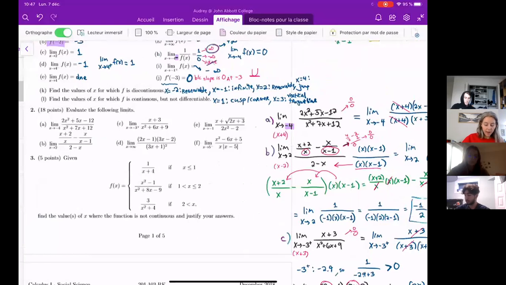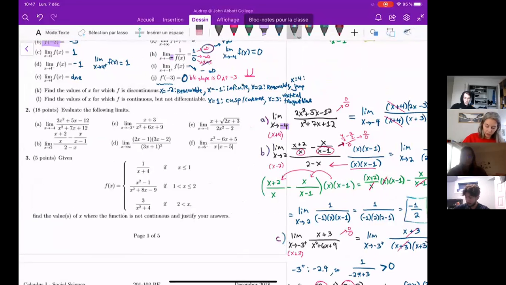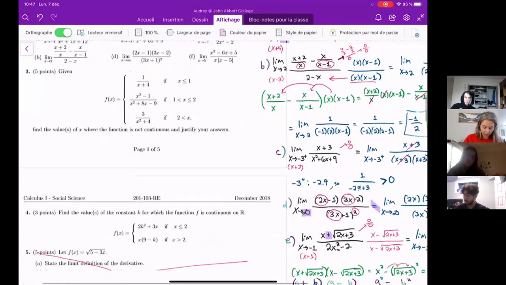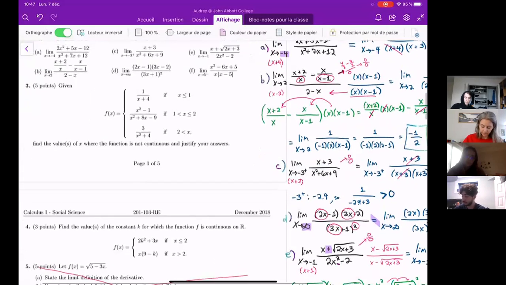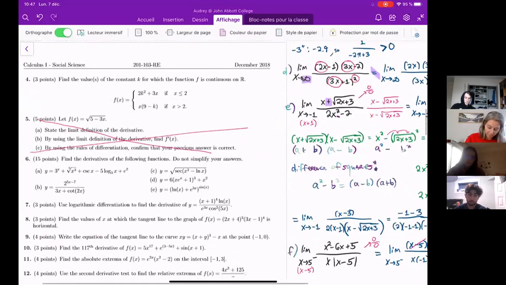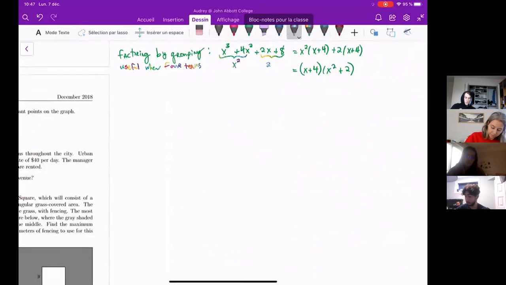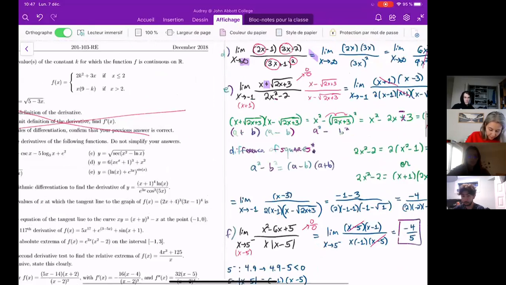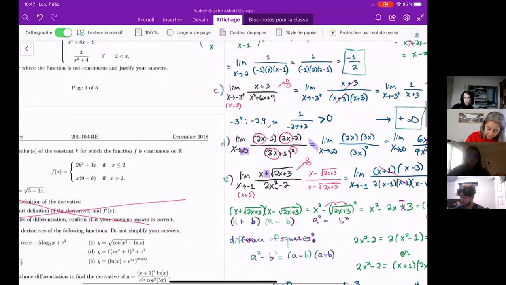We are going to now do the continuity question. So we are moving on to question 3, and I'm just going to go write it on the side here. What was it? 1 over x plus 4. I've already forgotten. X squared minus 1.